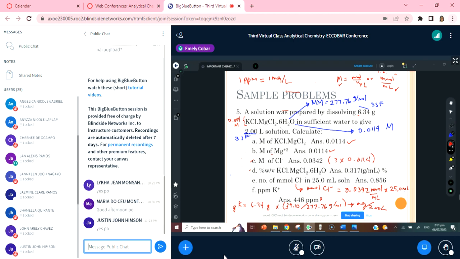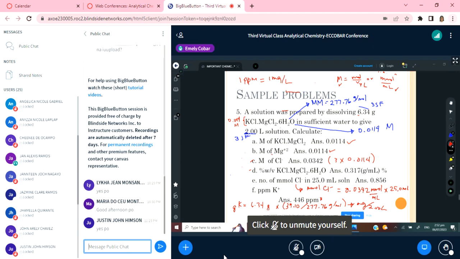Nakukuha ba yon? Next, magnesium. The molarity of KCl, MgCl2, 6 water is 0.0114. Now, if I have 1 mole of this, how many moles of magnesium do you have in the formula? If I have 1 formula unit of this, ilang magnesium na nakikita mo rito? Di ba isa din? Okay? So kung isa lang din, class, the concentration of magnesium here would be 0.0114 also.